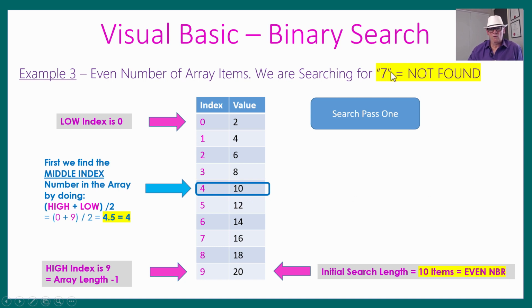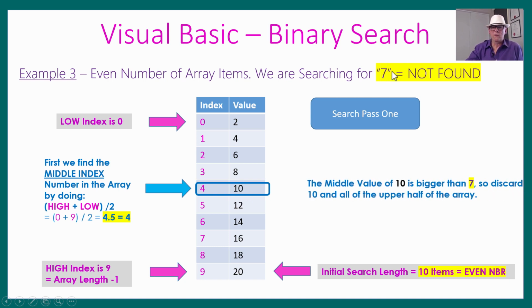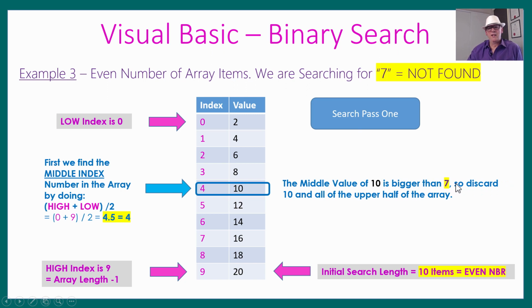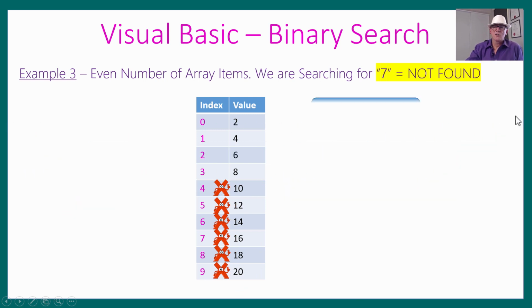Now compare that 10 with our number 7 that we're looking for. 10 is bigger than 7. So all of these other guys past 10 at index 5, 6, 7, 8, 9, they're all going to be too big, plus the 10's too big. So we need to cross them all off and ignore them. And now we can realign things so that we're going to need to search from 0 to 3. So the high index now isn't down the bottom. It's going to jump up here to number 3, and that'll set us up for search pass 2.